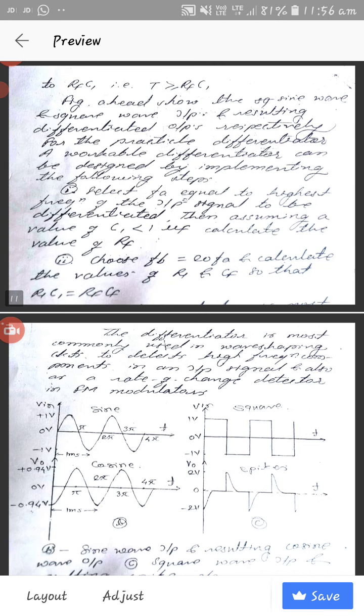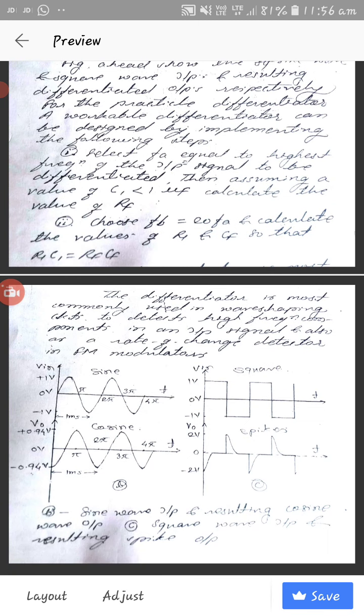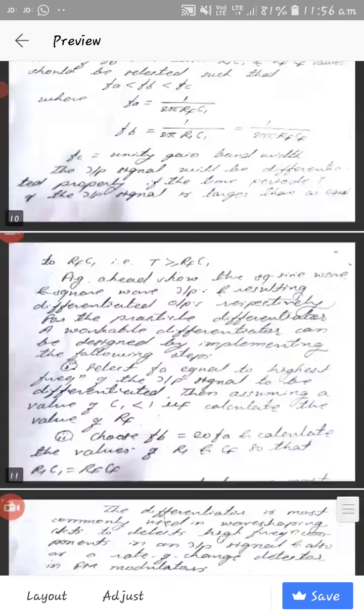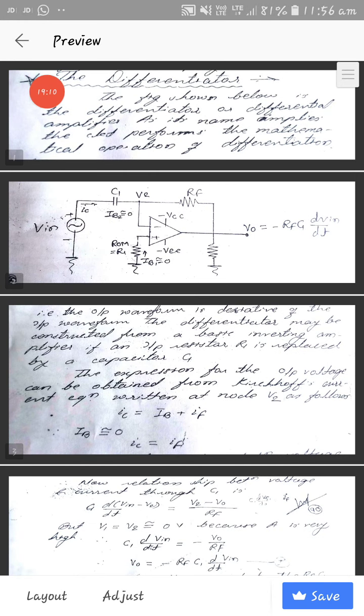This type of circuit, the differentiator, is commonly used in wave shaping circuits. When a sine wave input is applied, the output gives a cosine wave. The second figure shows that when a square wave input is applied, the output gives spikes.